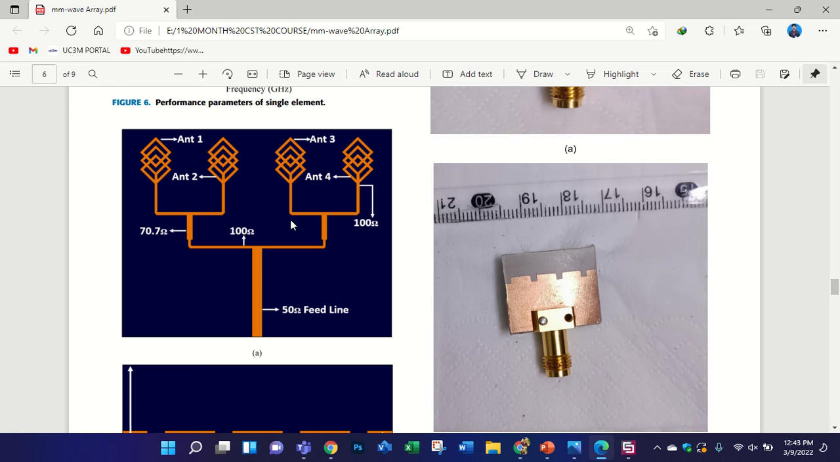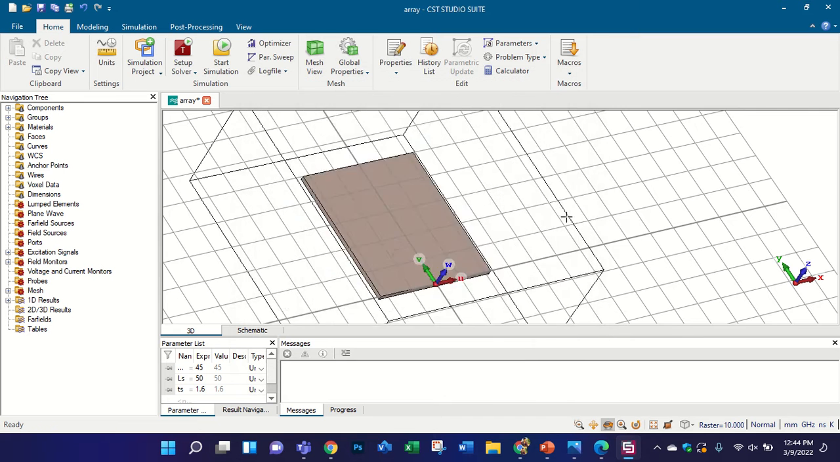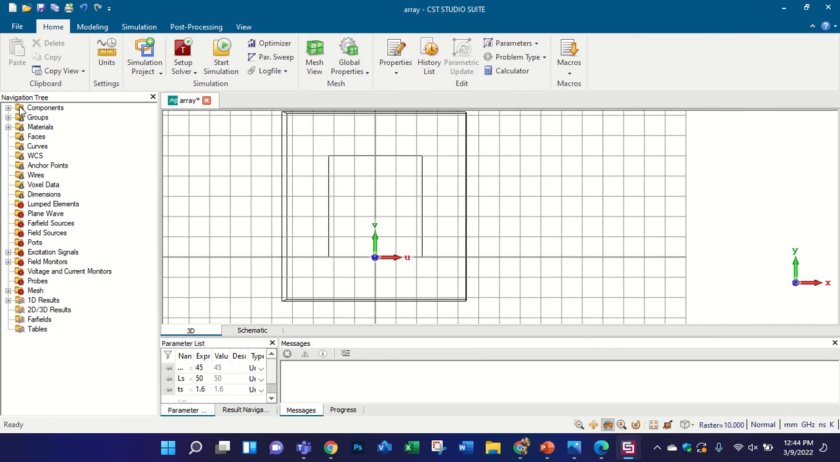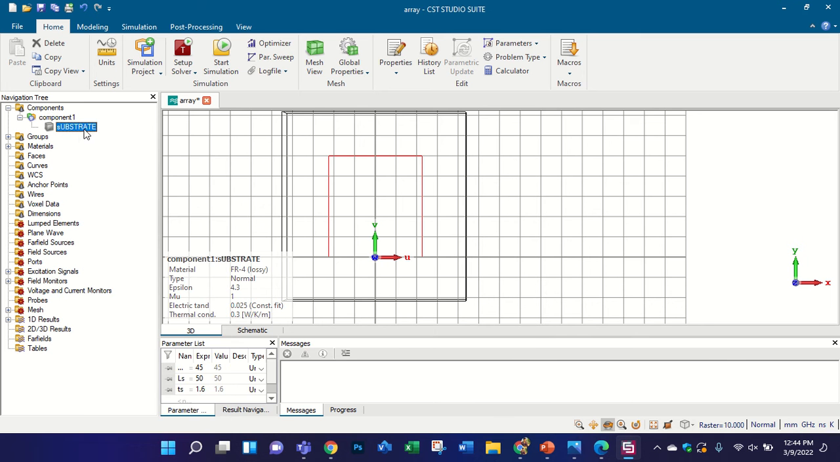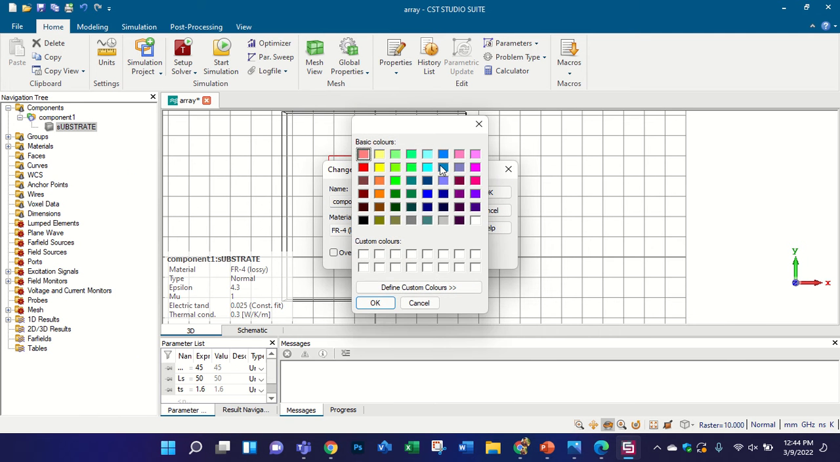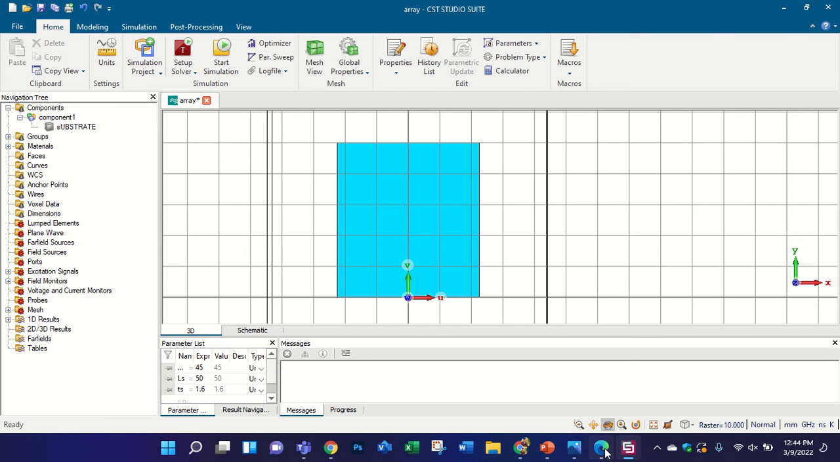There is a question. In CST, I'm not sure. Let me create a simple antenna array here, then we check how we can calculate the impedance of each antenna element. I think by mathematics, just mathematics, because this is a normal case.